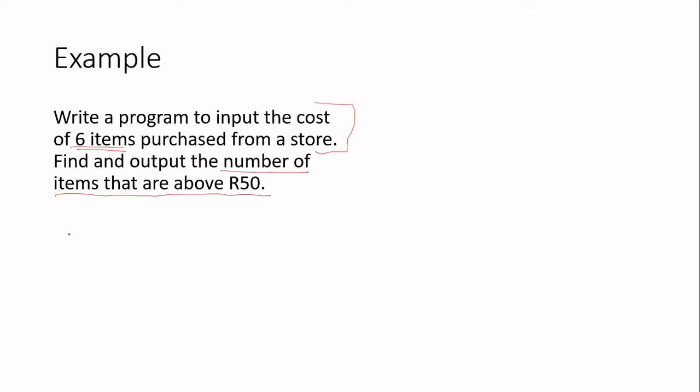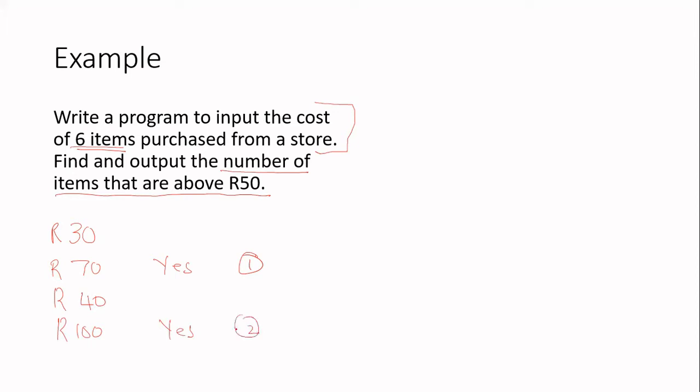Let's assume the first item I purchased was 30 Rands. So is this above 50 Rand? No, it's not. The second item I purchased was 70 Rands. Is this above 50? Yes. So that is 1. The third item I purchased is 40 Rands. Is that above 50? No. Then I purchase an item for 100 Rand. Is that above 50? Yes.